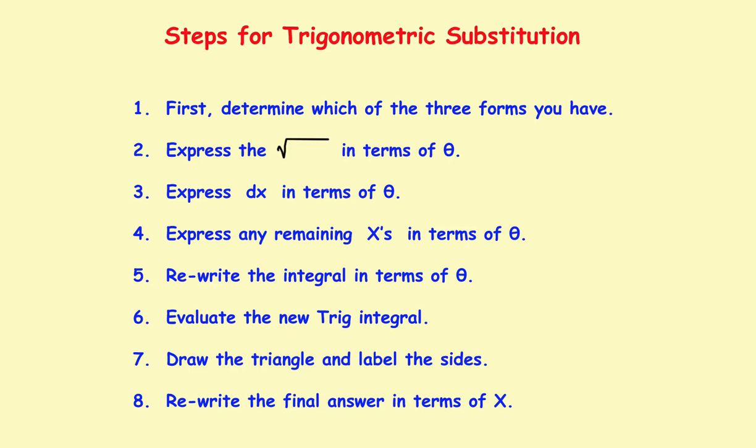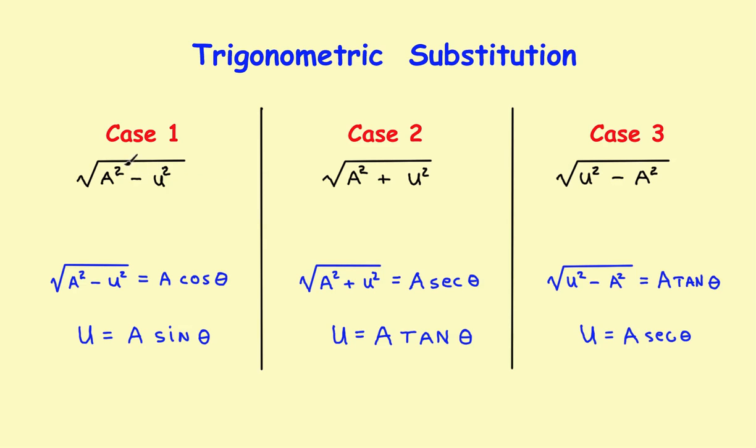Now, in the problems that we've looked at so far, we started with step number 1, which is to determine which of the 3 forms that we had. And remember, it fell into one of these 3 forms. Either the square root of something squared minus something squared, or something squared plus something squared, and so on. So it fell into one of those 3 forms.